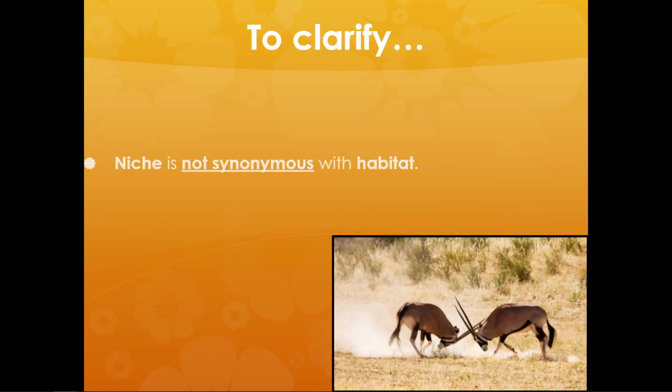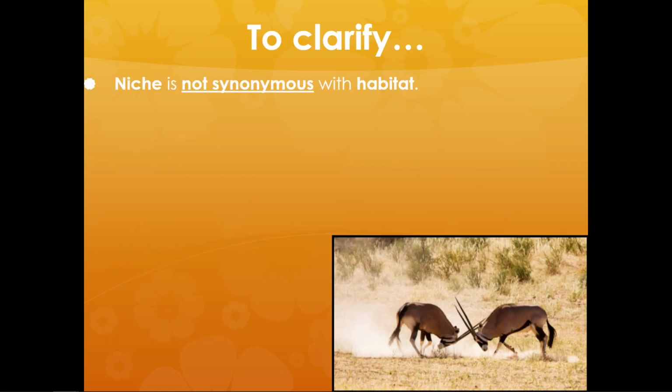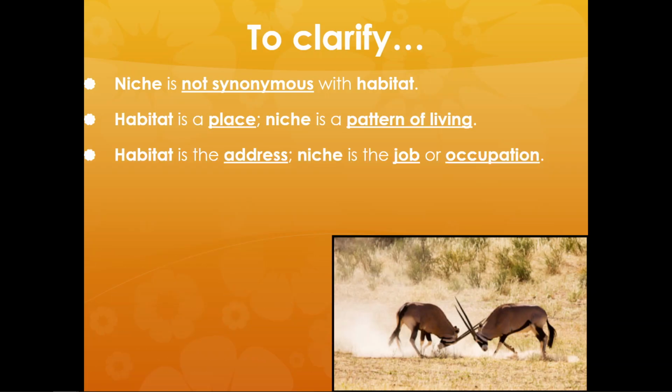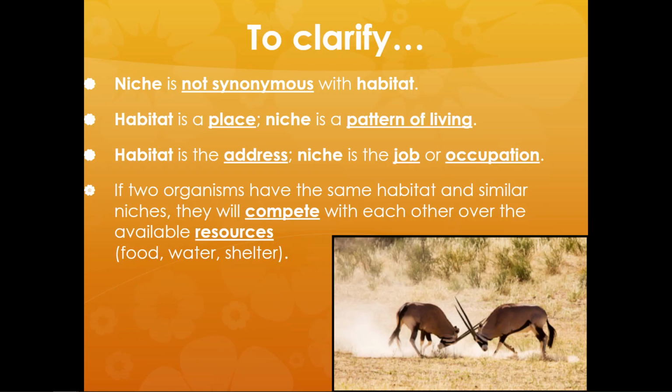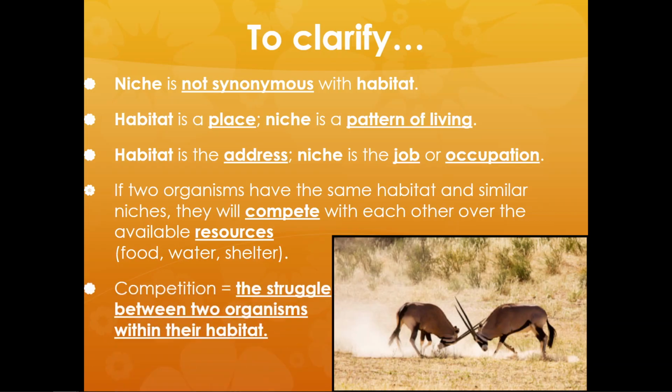So, to clarify some things, a niche is not synonymous with habitat. Habitats are a place, while niches are a pattern of living. Habitat is the address, whereas niche is the job or occupation. If two organisms have the same habitat and similar niches, they will compete with each other over available resources, such as food, water, and shelter. Competition is the direct struggle between two organisms within their habitat for the resources listed here.